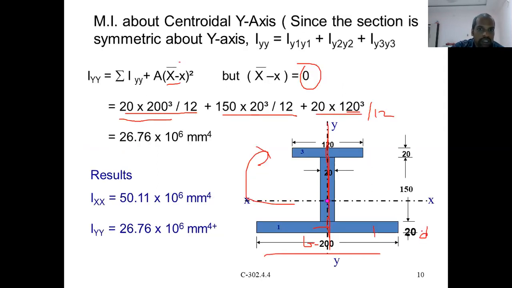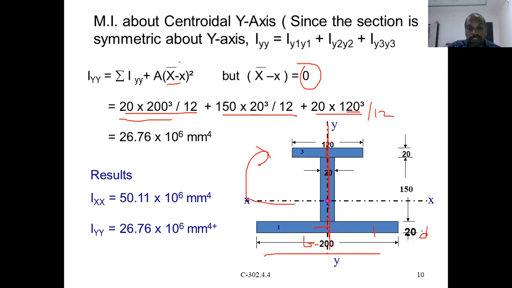Right, so what have we done? Let us summarize what we have discussed in today's class. We have solved a numerical problem for an unsymmetrical I section. Okay, first of all, what does unsymmetric mean? Generally I sections and T sections are always symmetric. I sections are symmetric about the y axis.